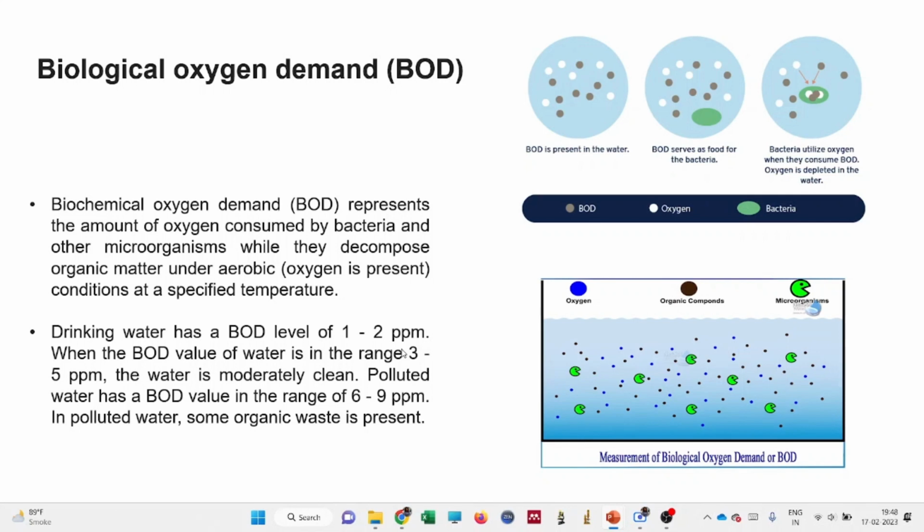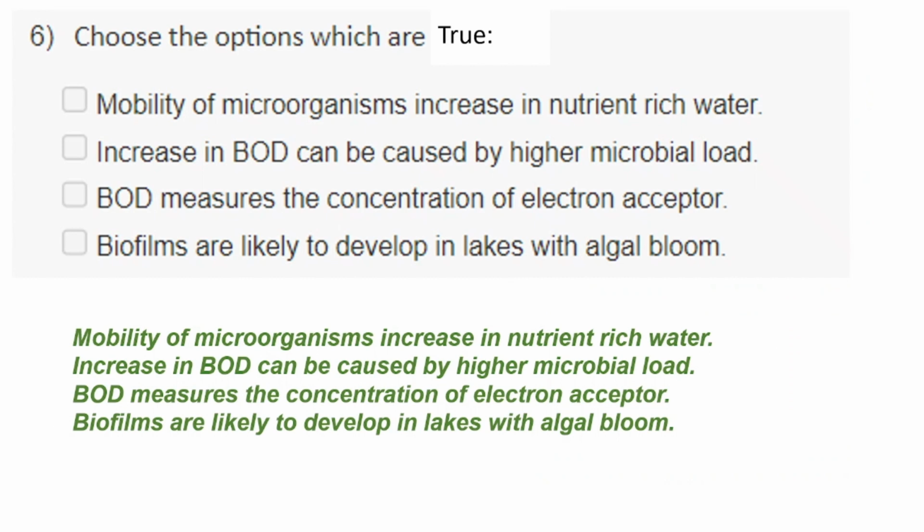So you can see from here, the increase in BOD can be caused by higher microbial load. Very true. The higher the microbial load, the more organisms present in that particular water sample, the more oxygen is being consumed by the organisms, and hence the biological oxygen demand is increasing. So an increase in the BOD can be extrapolated to be caused by higher microbial load.